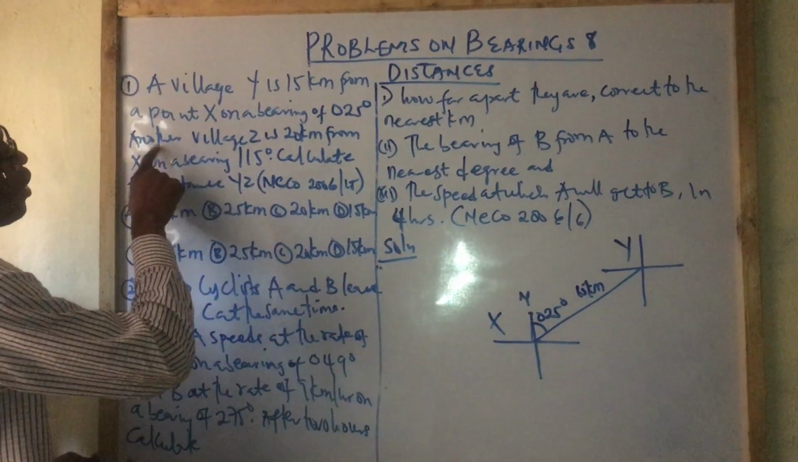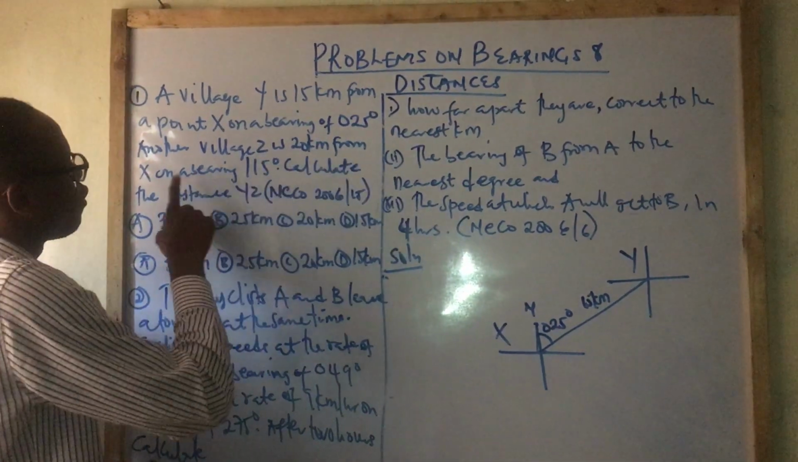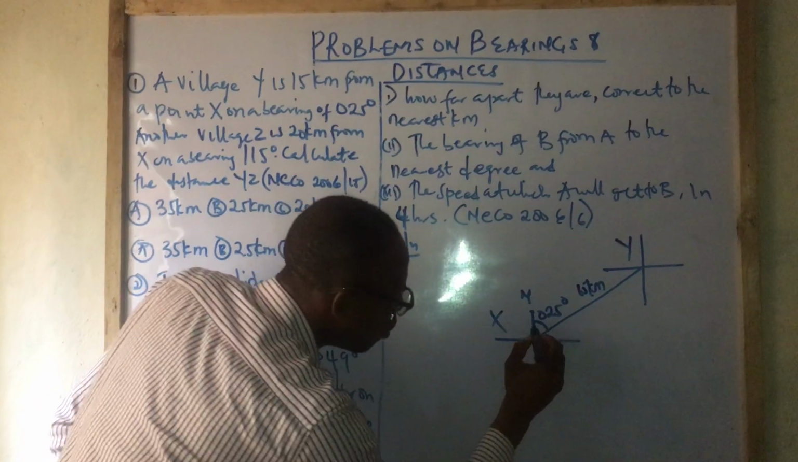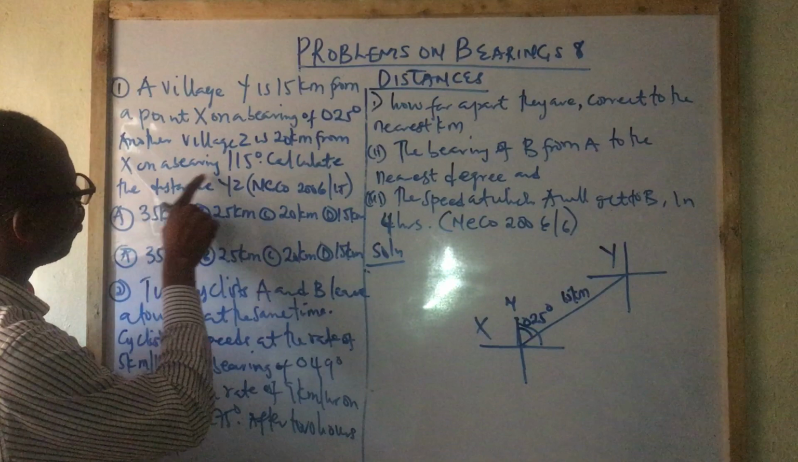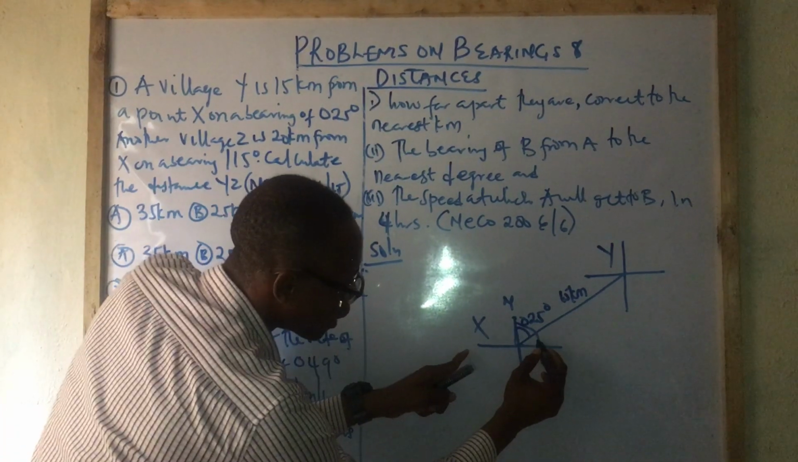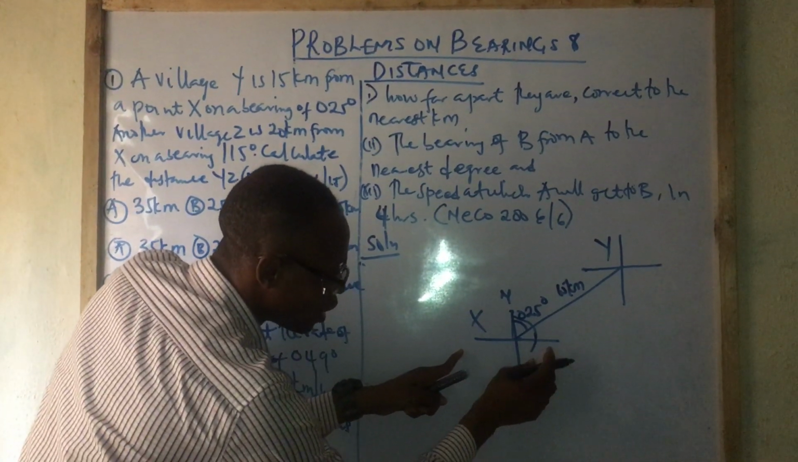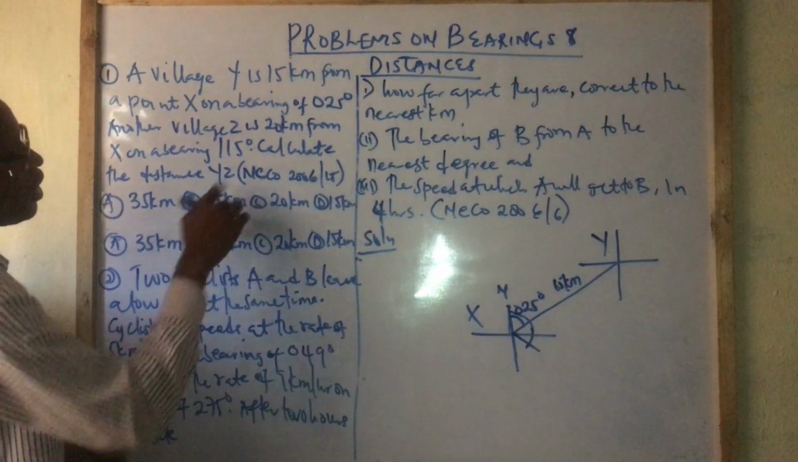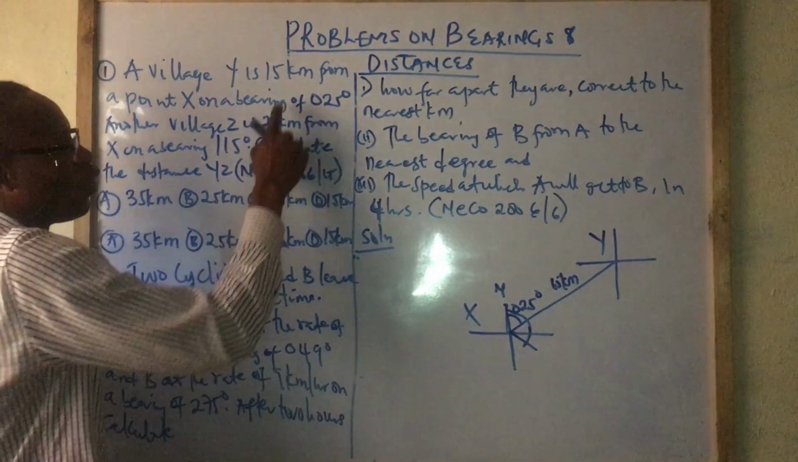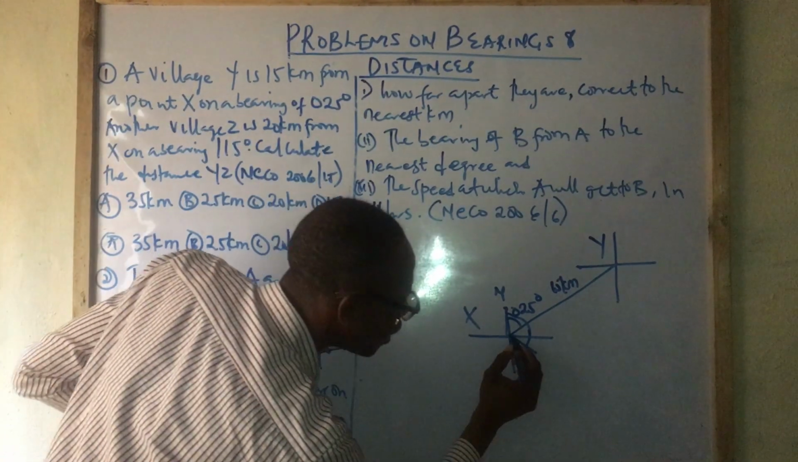Now another village Z is 20 kilometers from X. So another village is coming from X again, on a bearing of 115 degrees. This one is more than 90, so it falls between 90 and 180, which is this point here. So 115, we go this way. But let's look at the distance. The distance is 20 kilometers, so that means it has to be longer than this 15. So we extend.